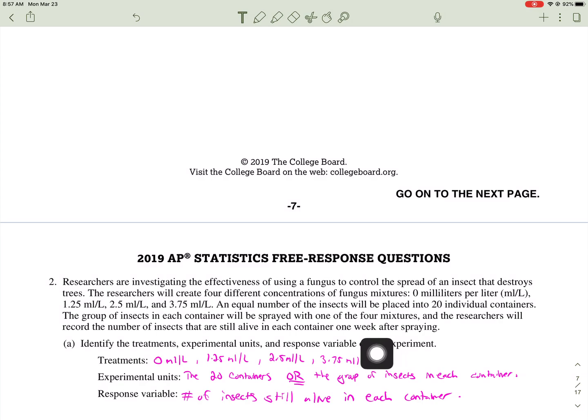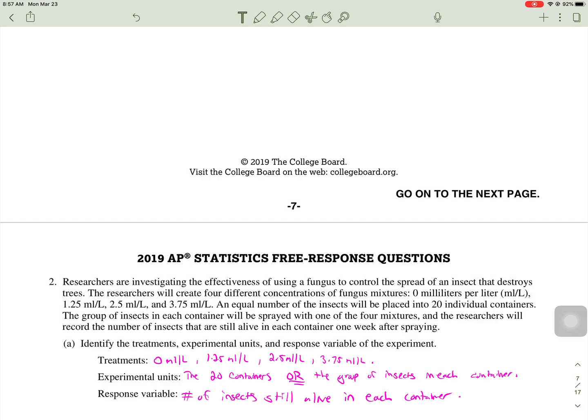Experimental units. Now, this is where we make mistakes. The experimental units are not the insects, because the insects are not being treated as individual cases. For the experimental units, you either have to say the 20 containers, or you have to say the group of insects in each container. It has to be one of those two. If you say the insects, you will not get credit for that part.